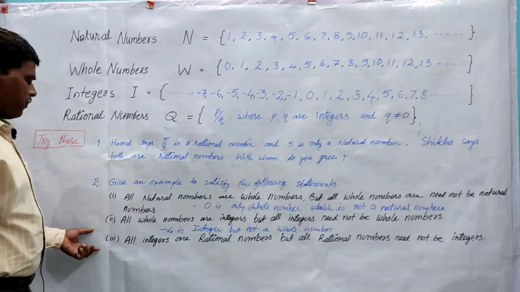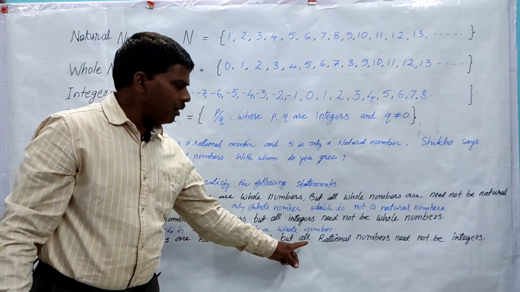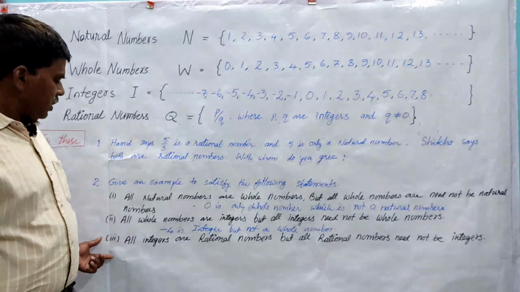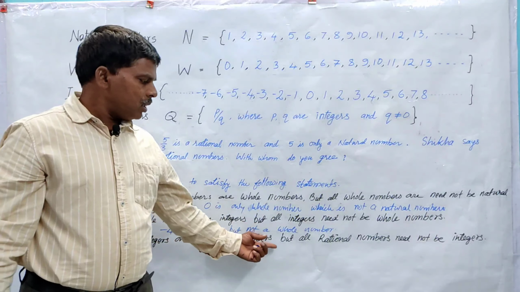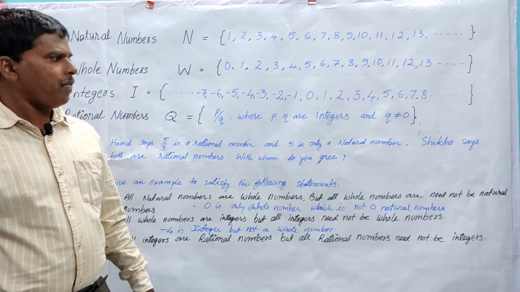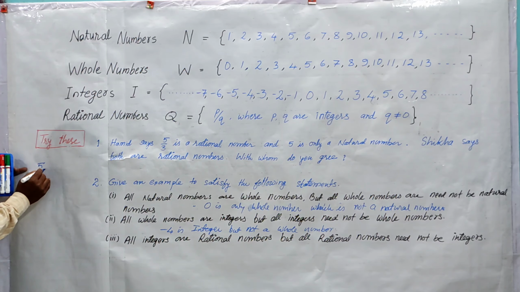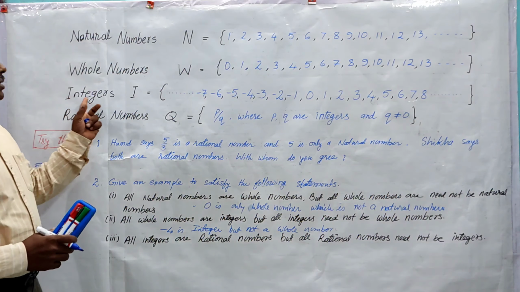Now the third statement: all integers are rational numbers but all rational numbers need not be integers. What is the third statement? All integers are rational numbers but all rational numbers need not be integers. Yes. Take 5 by 3. This 5 by 3 is a rational number but not an integer. This 5 by 3 is not in the integer set.